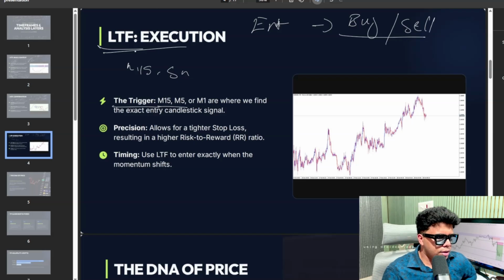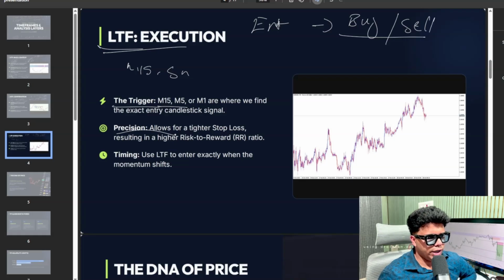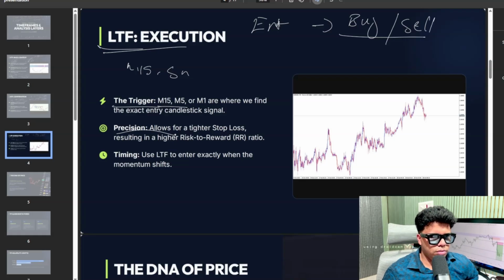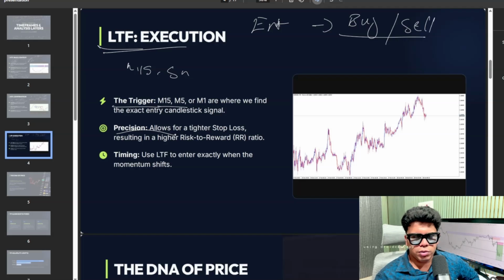The precision allows for a tighter stop loss, resulting in a higher risk to reward ratio. We're going to understand at the end what the risk to reward ratio is and how to manage it. So the timing is that in the lower time frame you enter exactly when the momentum shifts. See this.